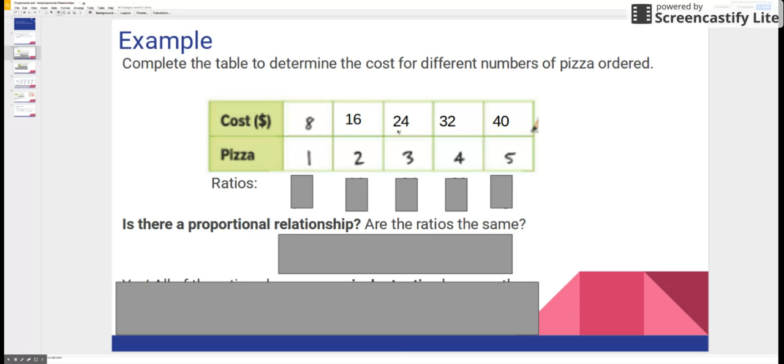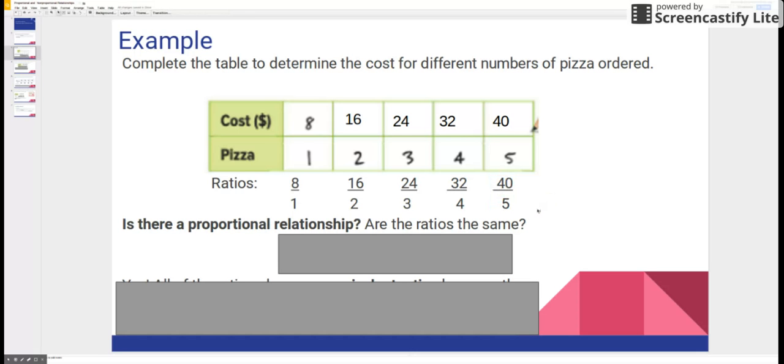Now, after we make our chart, we want to figure out our ratios. So it's just simple. Just take the top number, put it over the bottom. Top over the bottom. So our first ratio is 8 over 1. Second ratio is 16 to 2. Our third ratio is 24 to 3. Our fourth ratio is 32 to 4. And our fifth ratio is 40 to 5, right?